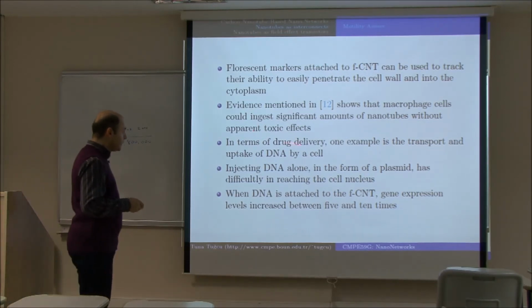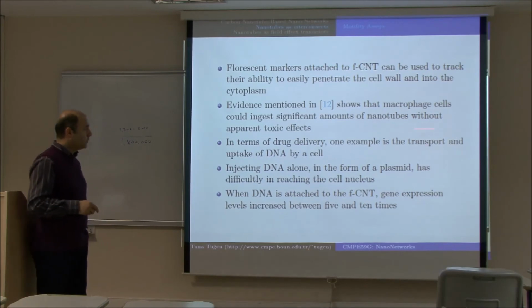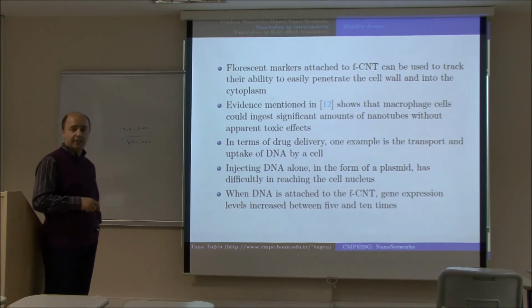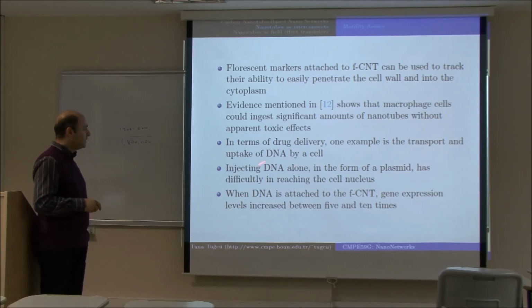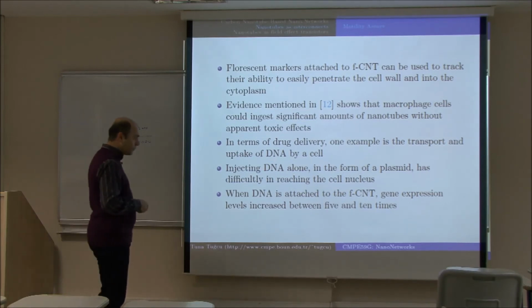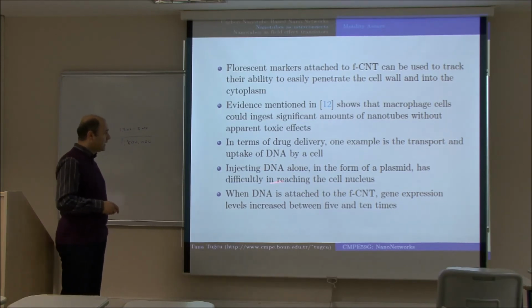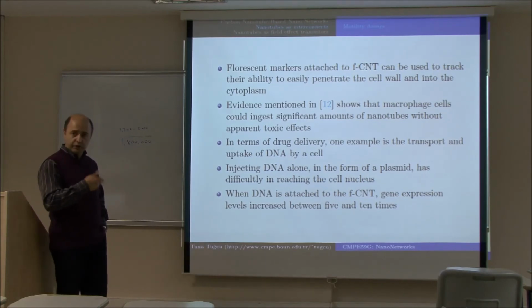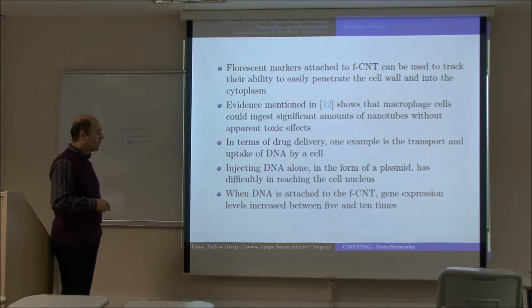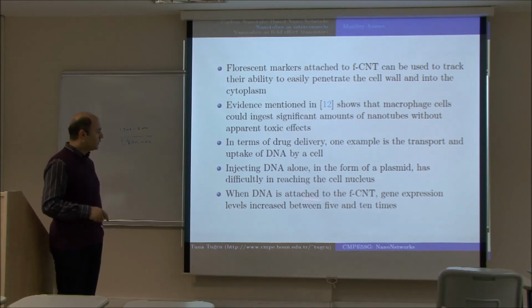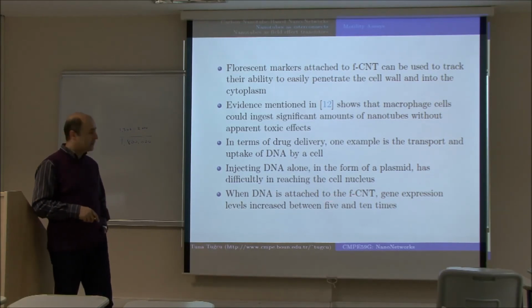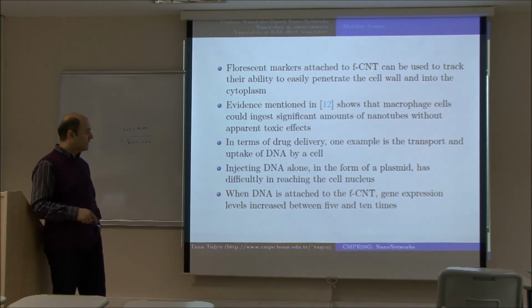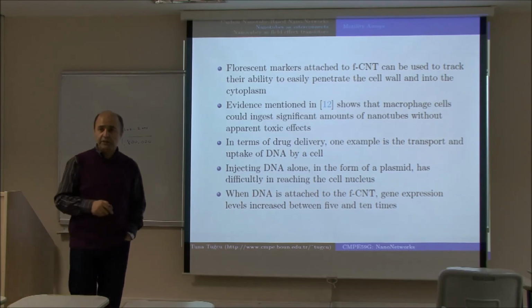So in terms of drug delivery, one example is the transport and uptake of DNA by a cell. Injecting DNA alone as a plasmid has difficulty in reaching the cell nucleus, but when you use it together with carbon nanotubes, you can do this. When DNA is attached to FCNT, the gene expression levels increase between 5 to 10 times.